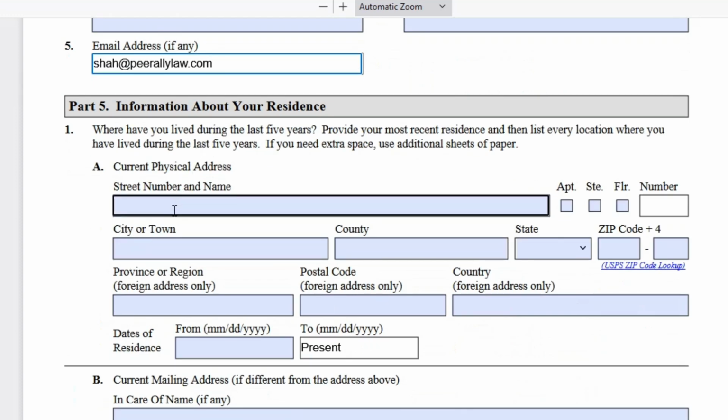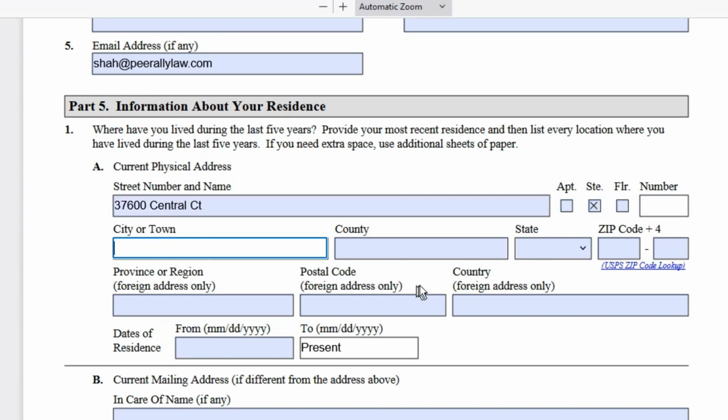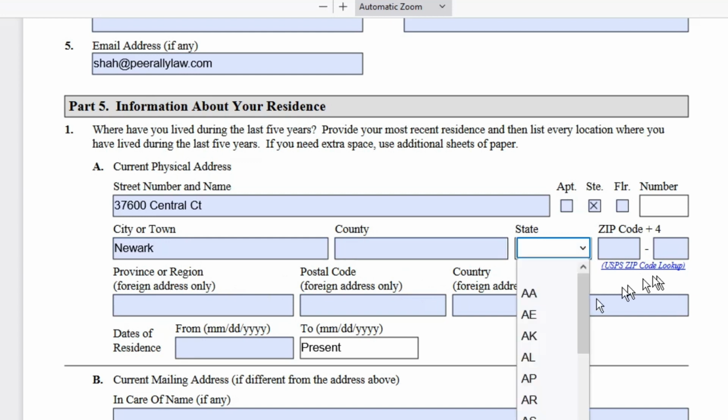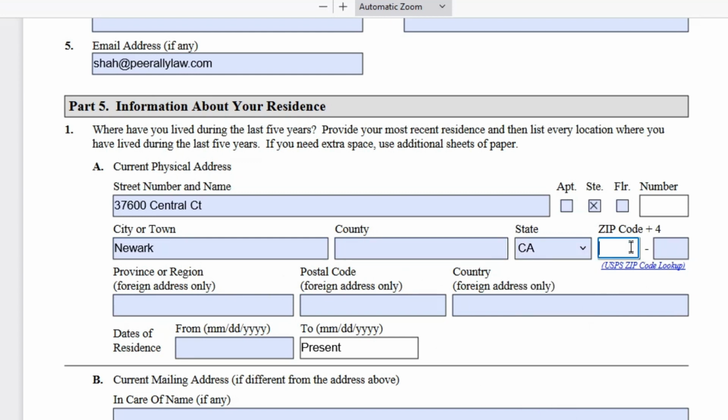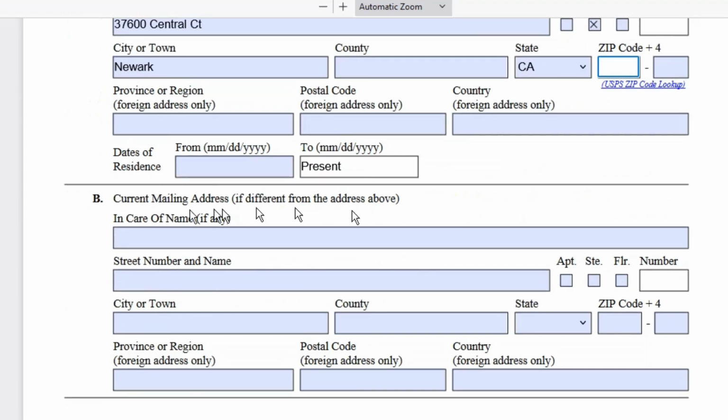About your residence. This is very important, where you're living. Like for us, for the office, Central Port, etc. And then you put the town, street, okay, town, Newark, for example. And then you put the county, Alameda County, state, California, and the zip code. That is pretty straightforward. Oh, by the way, you have to put the date, how long you've been staying there, because that makes a big difference for your residency, etc.